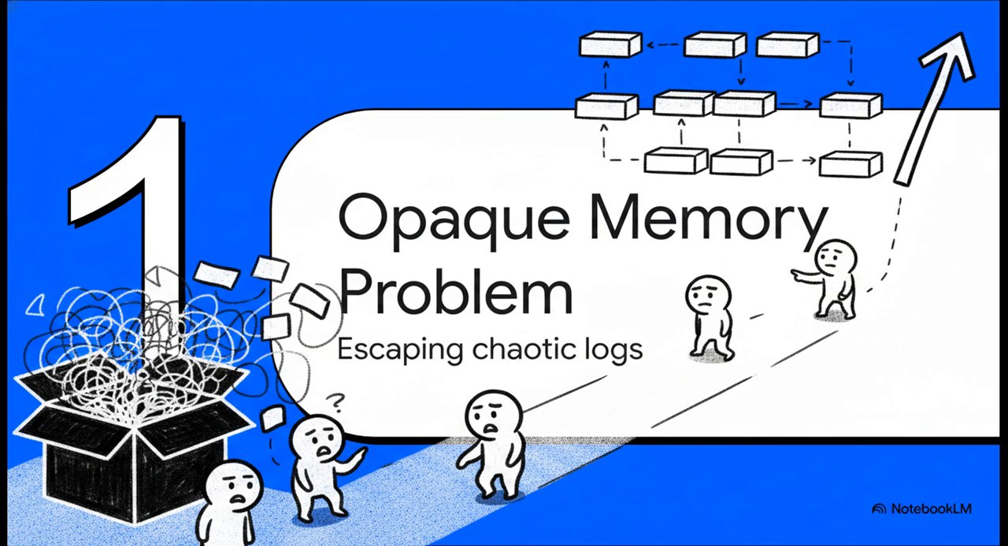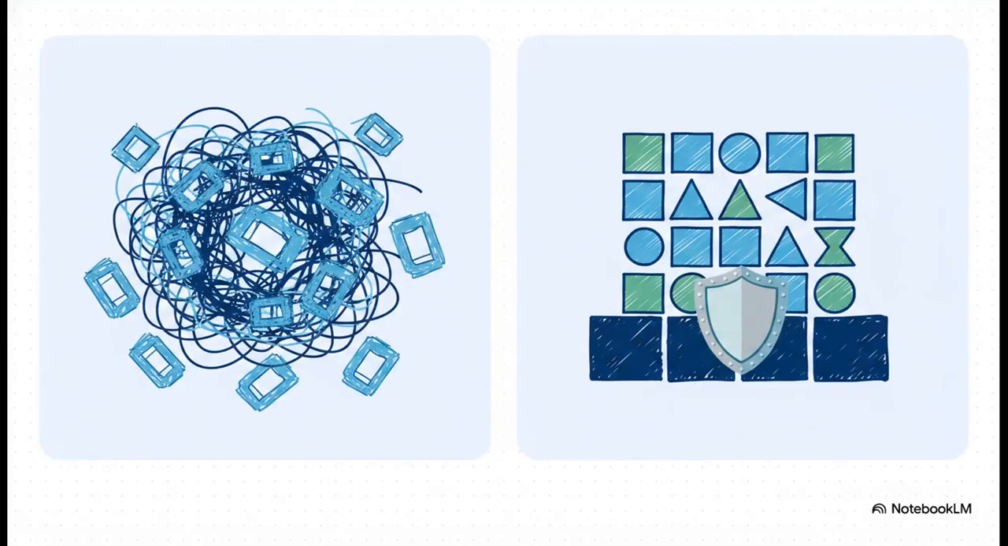Section 1. The opaque memory problem. We really need to escape the chaotic state of current AI memory logs. So think about standard AI memory right now. It usually relies on these really loose, mutable dictionaries. Data just gets overwritten in place, changes vanish into completely opaque logs, and mutations, well, they become entirely untraceable. If your agent learns something new and shifts its behavior, you might literally never figure out when or why that happened.